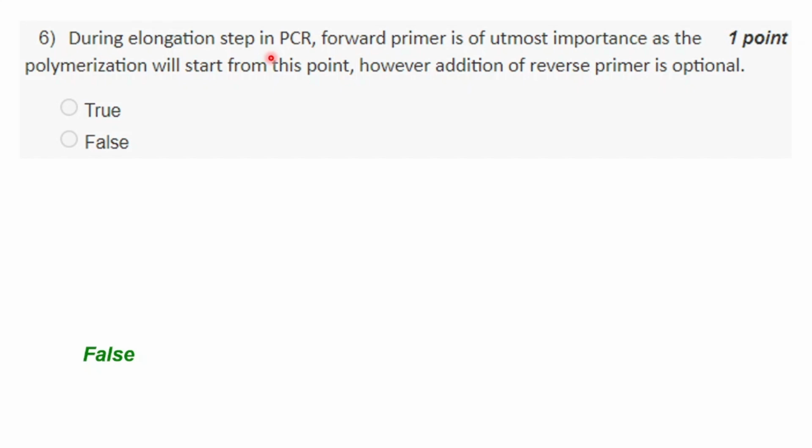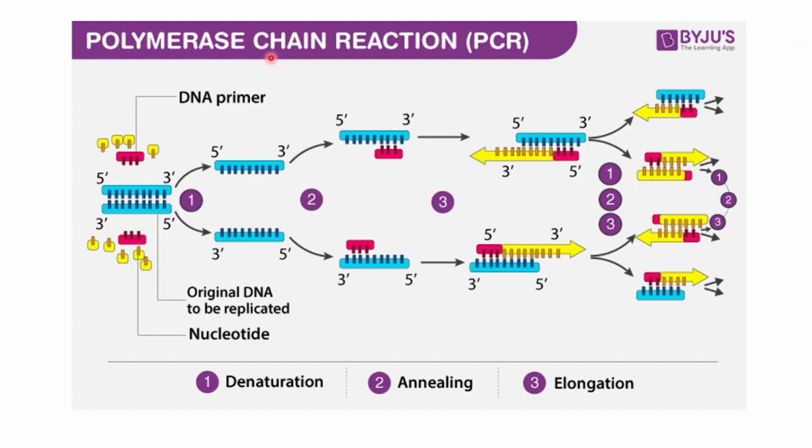Only the forward primer will never help, because the reverse primer is also equally important, and we can discuss that when we talk about polymerase chain reaction. So how does this exactly happen? Polymerase chain reaction is commonly known as PCR, and it's used to produce multiple copies of a gene or DNA of interest. And the steps of PCR are denaturation.